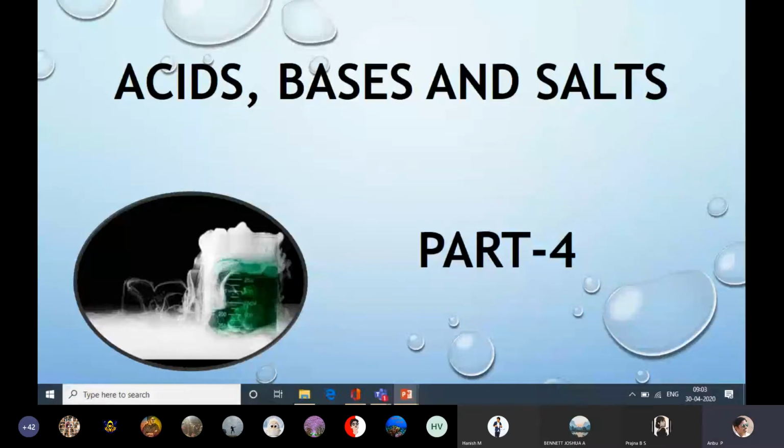So welcome to acids, bases and salts. In part 3, we were discussing different indicators and the different types of chemical reactions of acids and bases. And today we are going to see how pH is used in our day-to-day life. Why pH is important, how pH plays a major role in our health, in soil pH, and in different applications. That is what we are going to learn today.